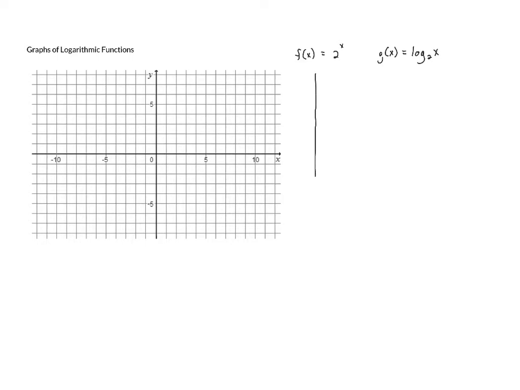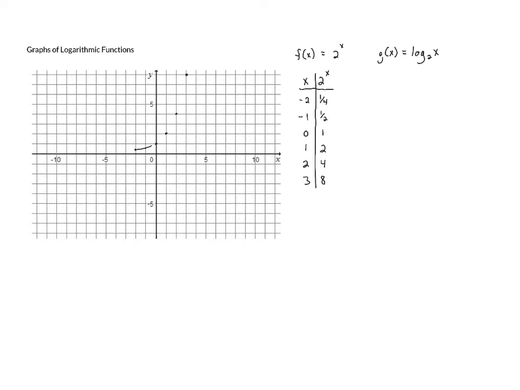So for f of x equals 2 to the x power, we can pick -2, -1, 0, 1, 2, and 3 for our x values. 2 to the 0 is 1, 2 to the first is 2, 2 squared is 4, 2 cubed is 8. 2 to the negative first is 1/2. Remember, a negative exponent moves us across the fraction bar into the denominator. And 2 to the negative second is 1/4. So if we plot these points, we've got (0, 1), (1, 2), (2, 4), (3, 8), (-1, 1/2), (-2, 1/4).